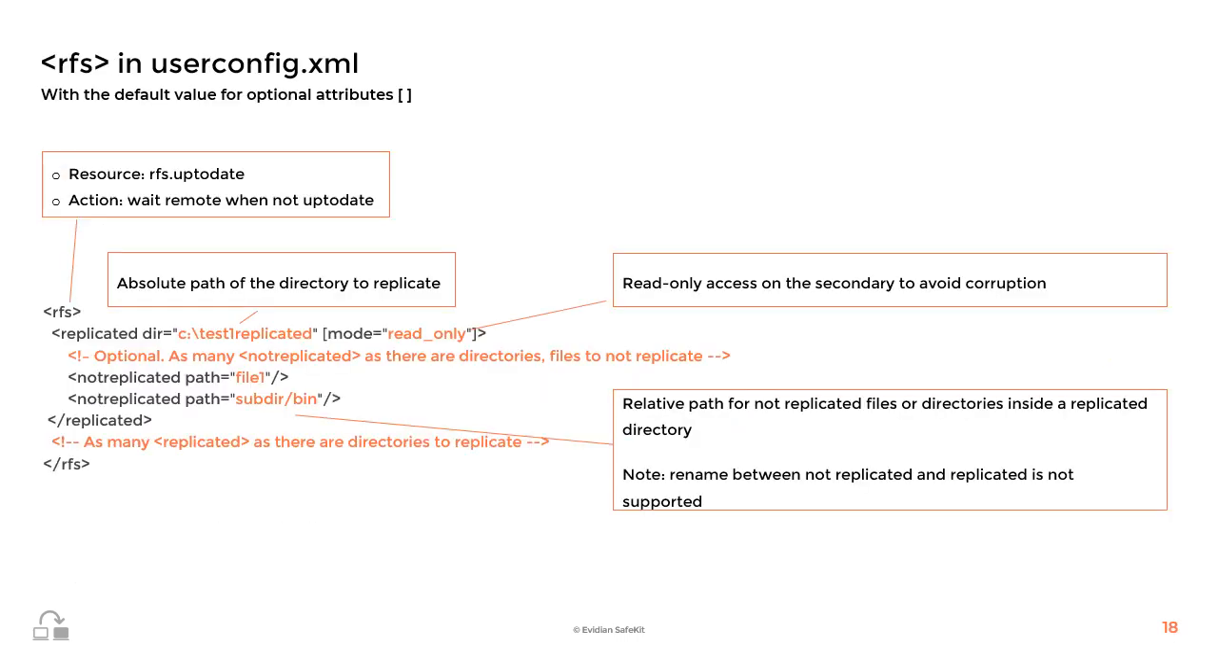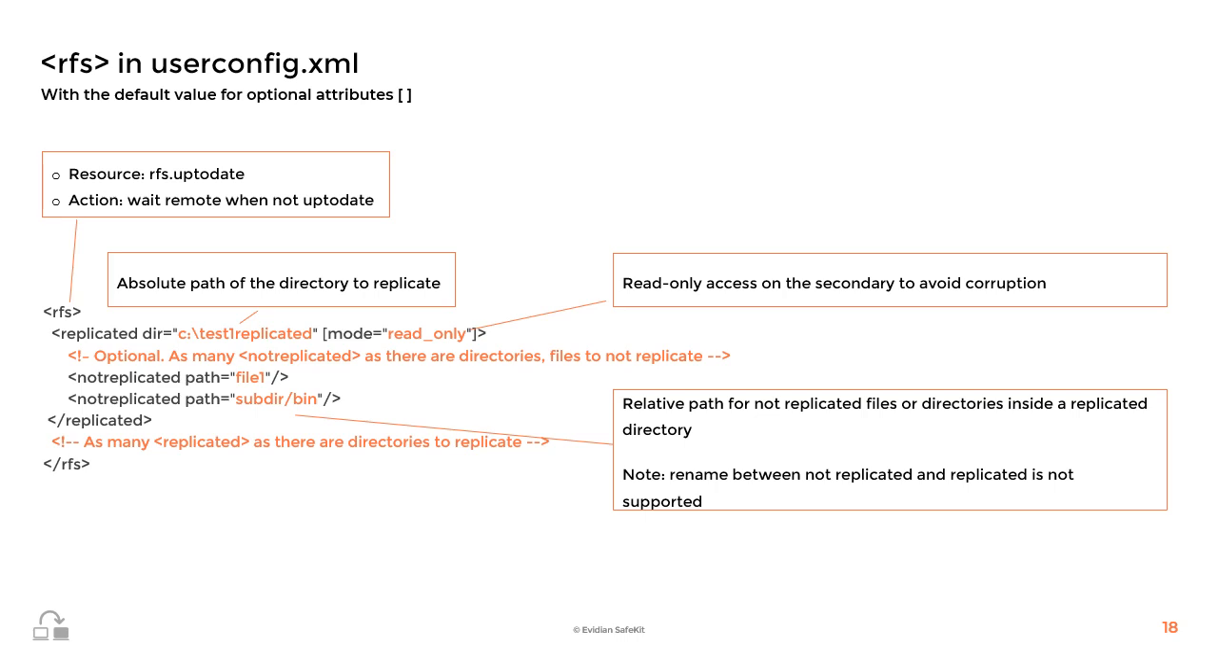Replication is configured in the RFS tag of userconfig.xml as presented in the slide. There is a resource associated with RFS to check if the local node has the up-to-date replicated data. If not, the action is to put the module in the wait state, waiting for the start of the other node to resynchronize its local data.